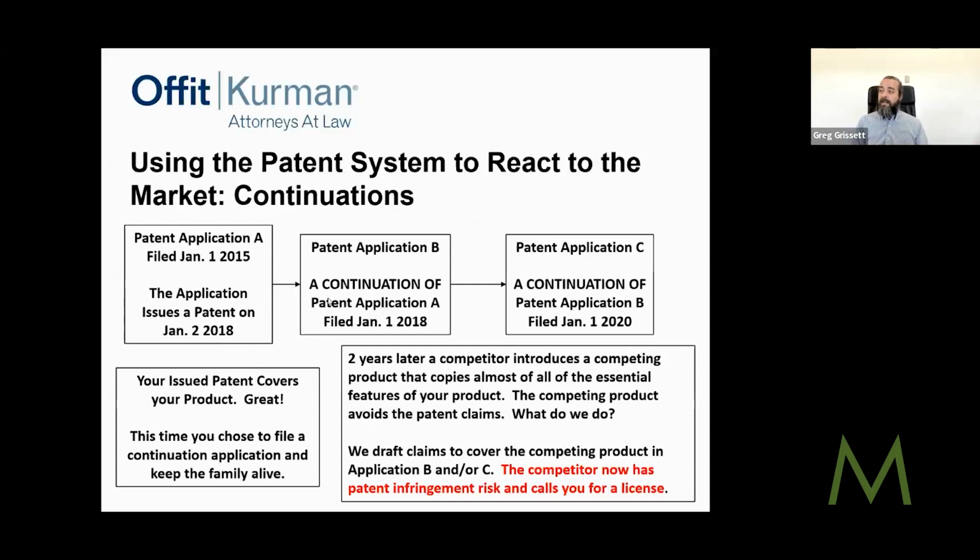Well, now I have 2 patent applications that are pending, which gives me the ability to adjust the claims to cover what the competitor is actually selling in the market. It gives you the ability to create this direct infringement situation and increases risk for that competitor. And that's what the continuations do.